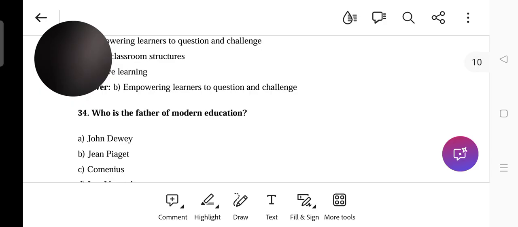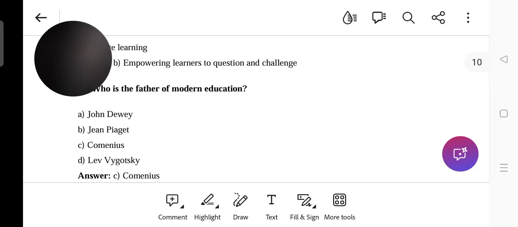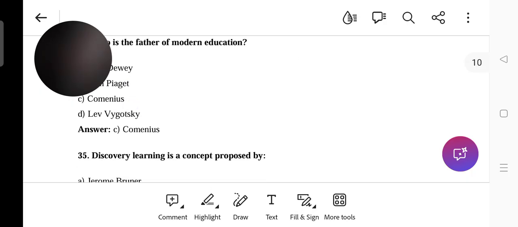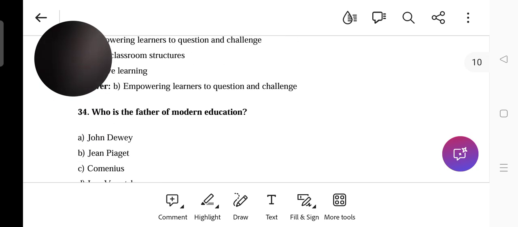The 34th question, who is the father of modern education? Here option A, John Dewey, option B, Jean Piaget, and option C, Comenius, and option D, Lev Vygotsky. So option C will be the appropriate option. Comenius, Comenius known as a father of modern education.